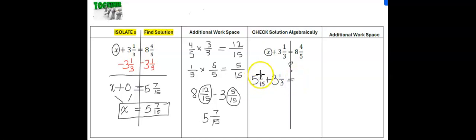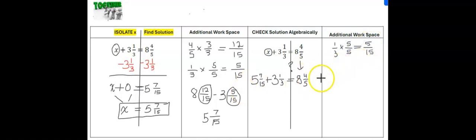So I've got 5 7/15 plus 3 1/3 on this side. And I'm saying, hey, does that give us this number that we have on the other side in our equation, 8 4/5? Again, I don't have common denominators here, but I can come over and have some additional workspace. I have 7/15 and 1/3. 15 is the common denominator. So I'm going to take the 1/3 and I'm going to change it into 15ths by multiplying 3 times 5, what you do to the bottom, you got to do to the top.